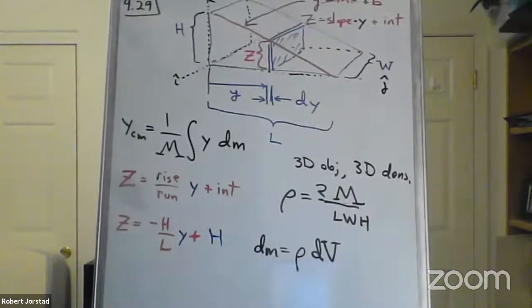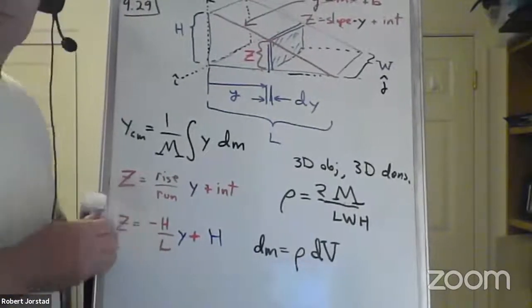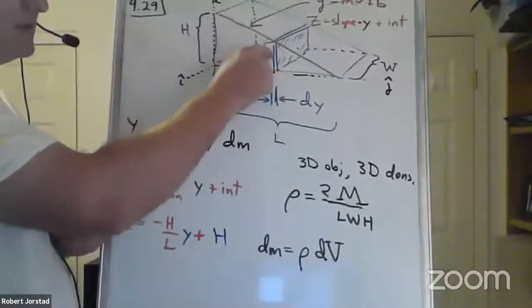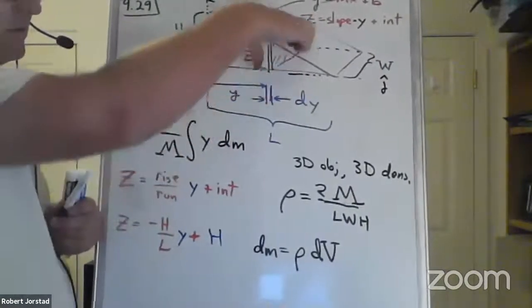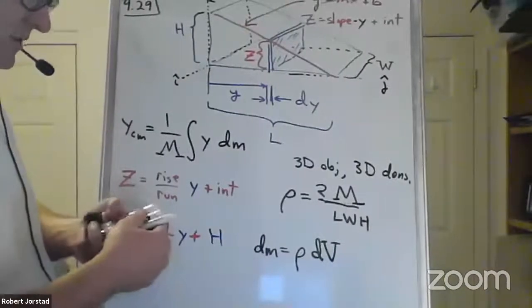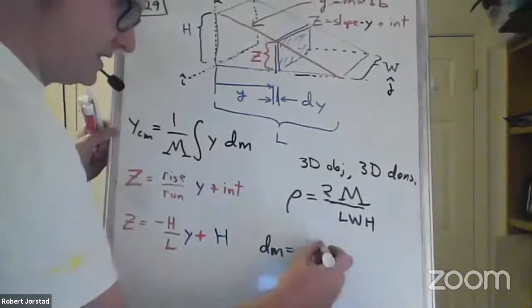What's the volume of that purple slab? Take a guess. It's okay to be wrong. Z times dy. Z times dy would get you this area. Times W, so ZW dy. So this would be ZW dy.